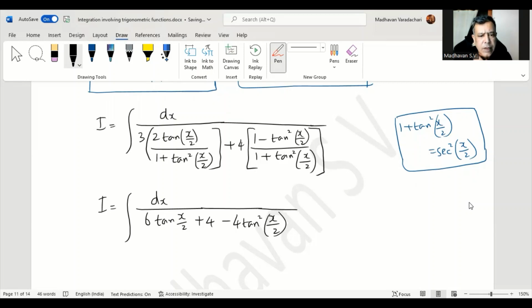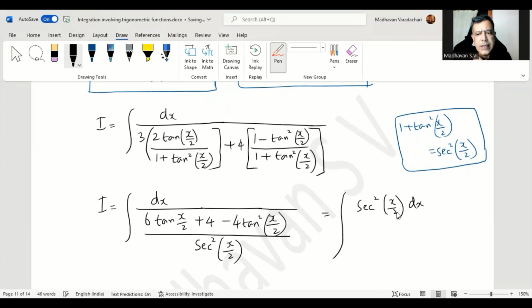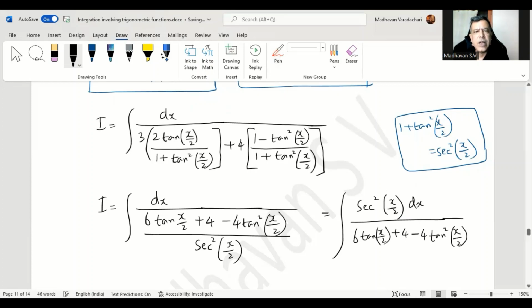And here in the denominator, both have the same common denominator 1 plus tan square x by 2, which can be written as secant square of x by 2. So this again can be rewritten as secant square of x by 2 dx divided by 6 tan x by 2 plus 4 minus 4 times tan square of x by 2. So that is the expression now.